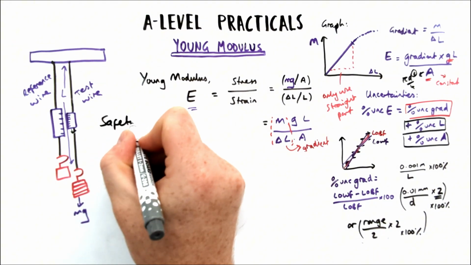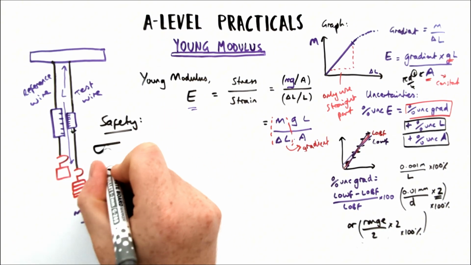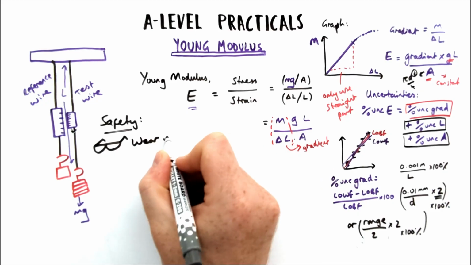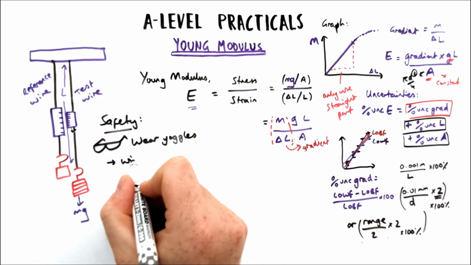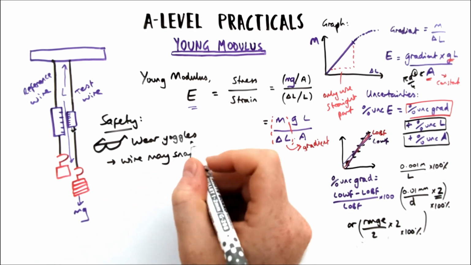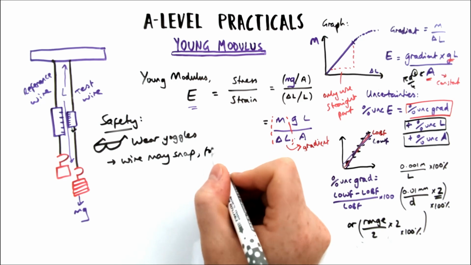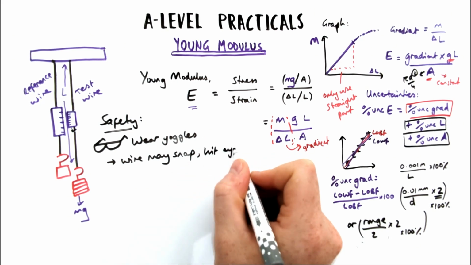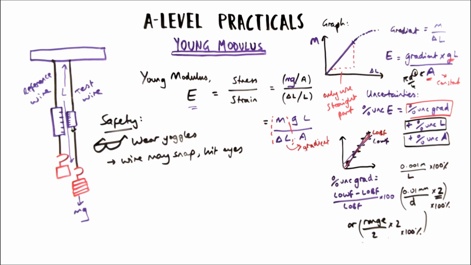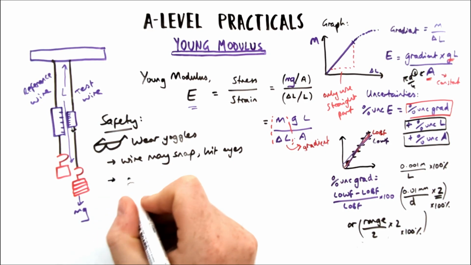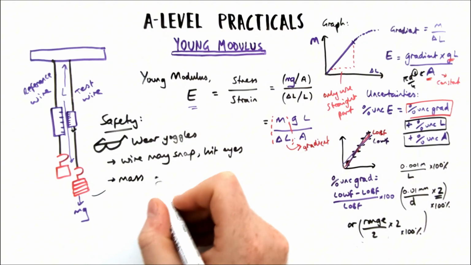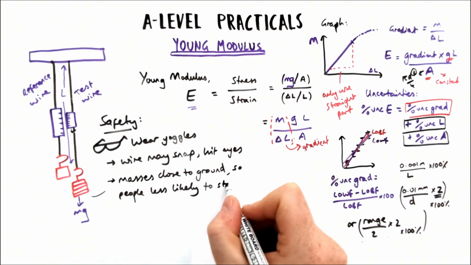There's a couple of safety concerns to be aware of in this practical. The obvious one is if the wire snaps, if it goes into your eye, it'll be released with quite a lot of energy, that could be really dangerous. So we're going to wear goggles so that if the wire does snap, it doesn't go into your eyes. We're going to try and keep the masses close to the ground so that if they fall, they're not going to reach a high speed and people are less likely to stand underneath them.